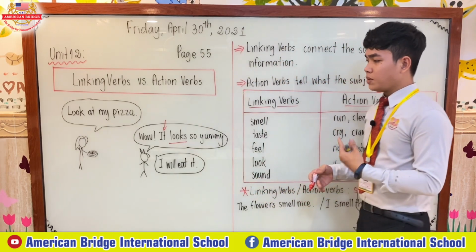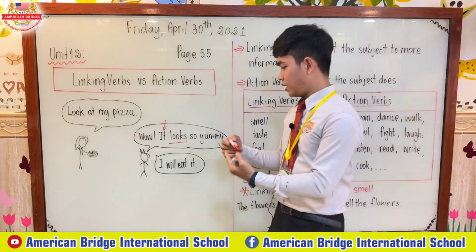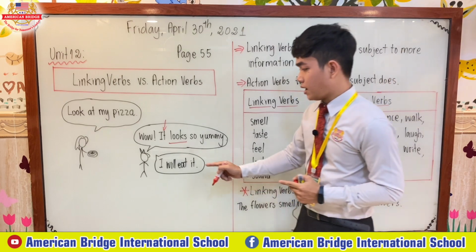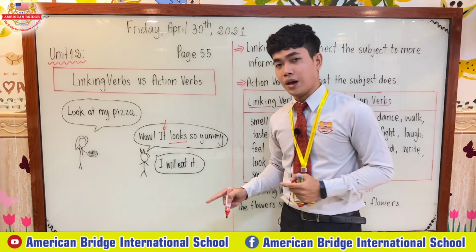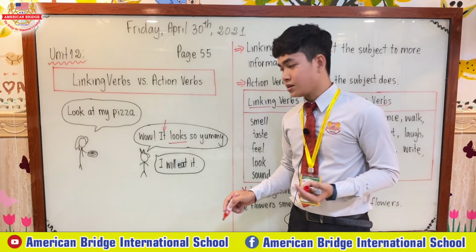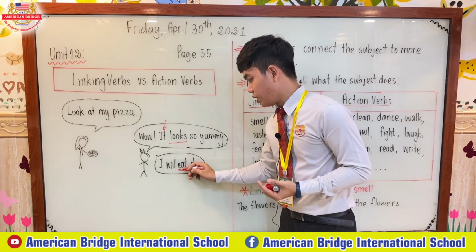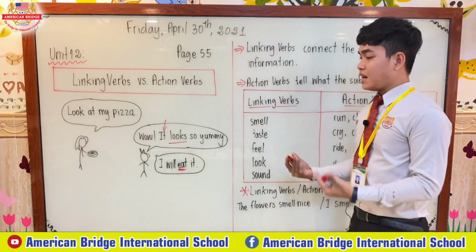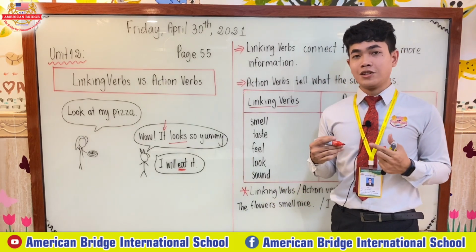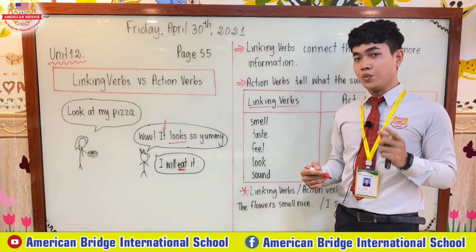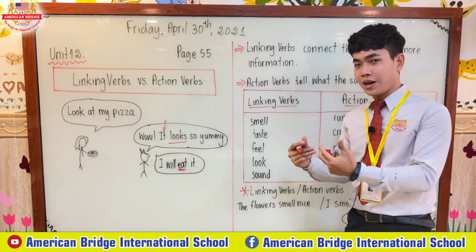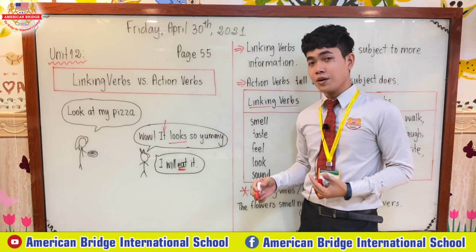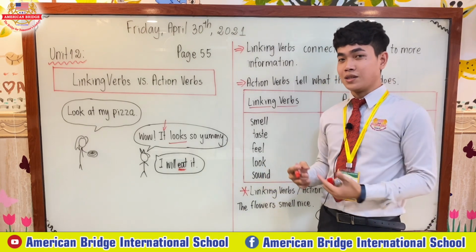One more thing: the boy says, "I will eat it." Can you tell me what the verb in this sentence is, everyone? The verb in the sentence is the word eat. Right, so the verb eat is what we call the action verb. You will ask me, teacher, why do we call it the action verb, and why do we call this one the linking verb, and why are both of them different?